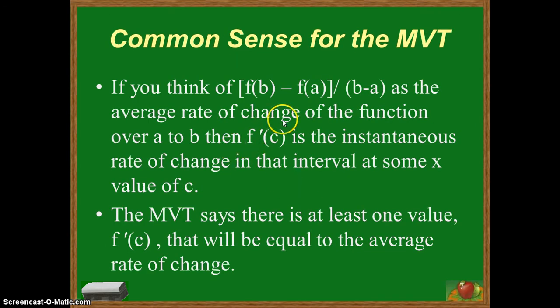If you think of the average rate of change, f of b minus f of a over b minus a, and you think of f prime of c as the instantaneous rate of change, all we're saying is there has to be some point in the interval where these two are equal. It also says there's one value f prime of c that would always be equal to the average rate of change.